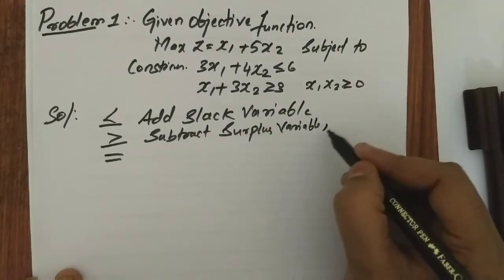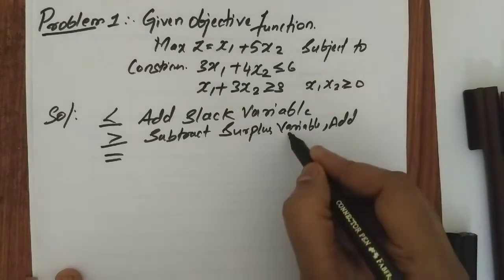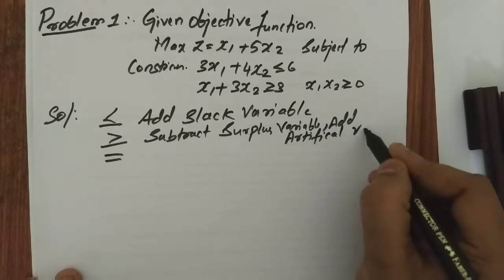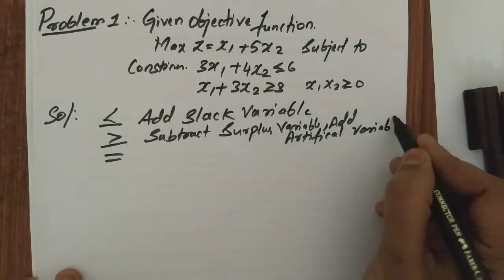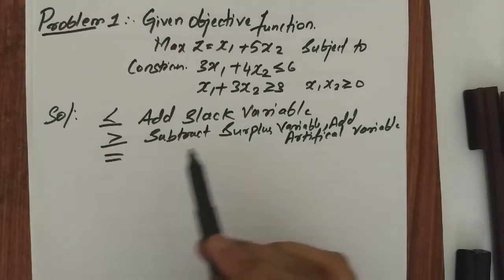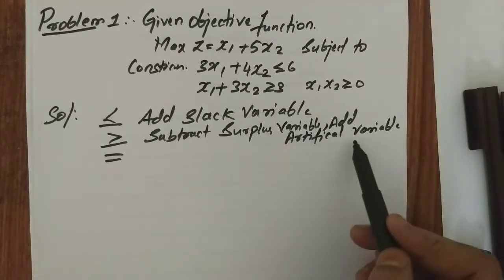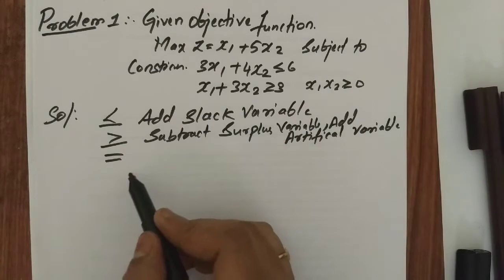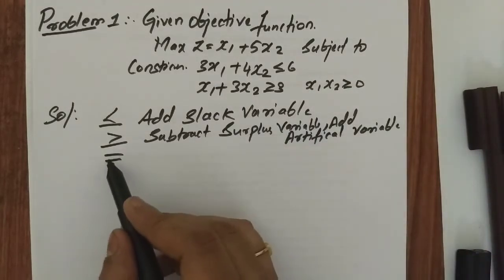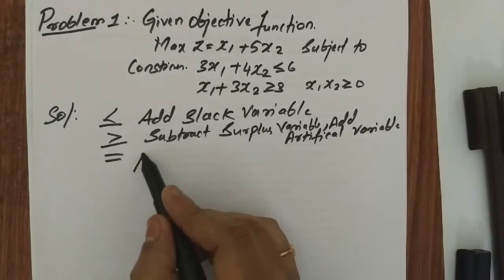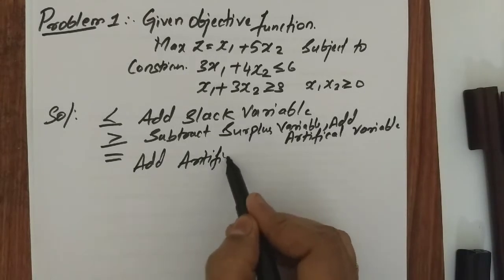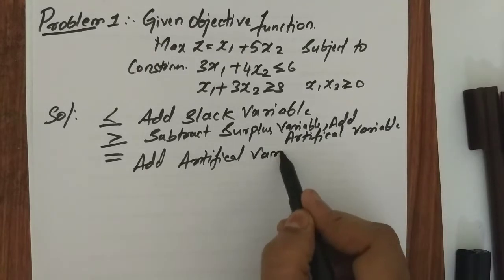Along with this, you need to add an artificial variable. An artificial variable is nothing but a variable used to get the feasible solution. So when it is greater than or equal to, you subtract a surplus variable and then add an artificial variable, usually denoted A1, A2, A3. When it is equal to, you just add an artificial variable. This is a very important step.